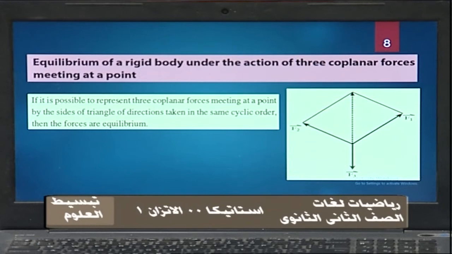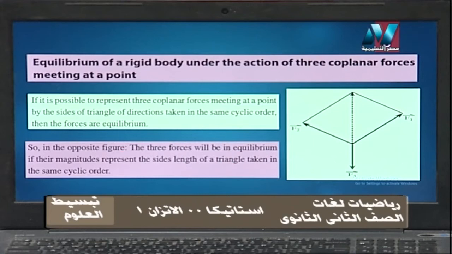Okay, we have here three forces. We have F1, F2 and F3. All of them intersect at a point. All of them act on a body here. And we would like to draw a triangle representing the three forces here.